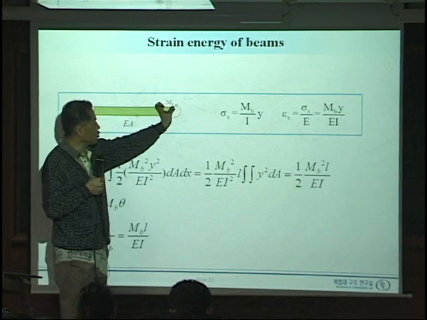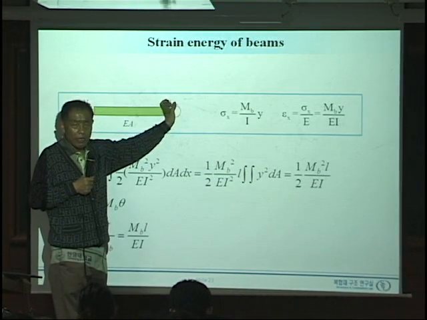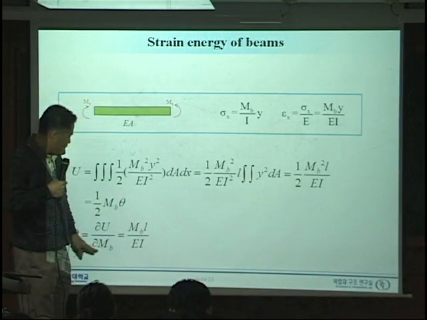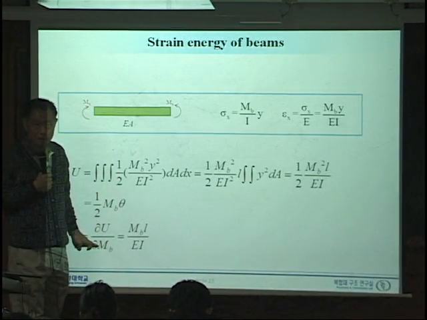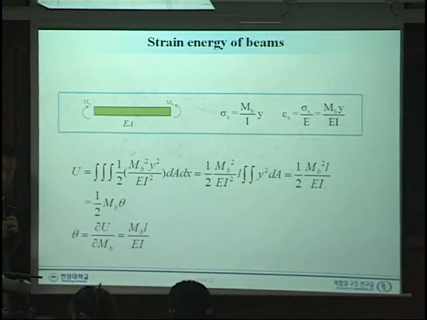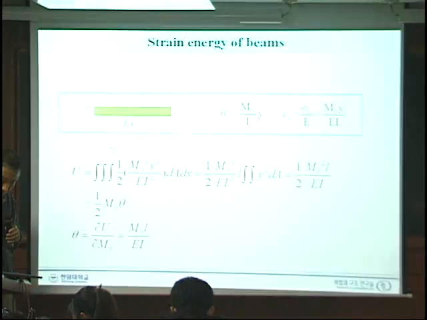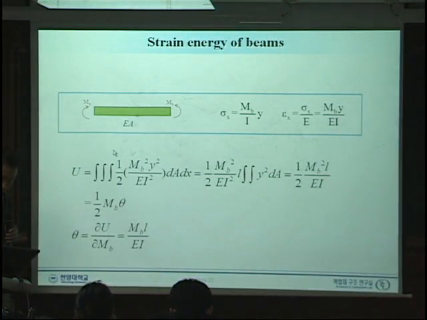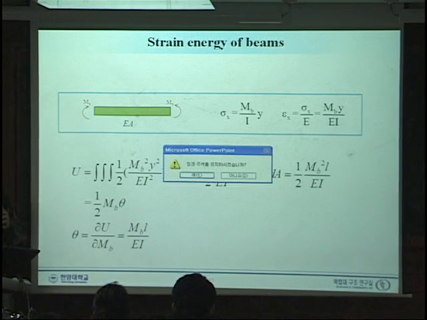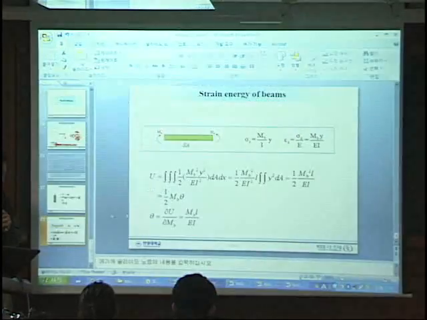And how do we get the rotations at the point where you apply the moment? You simply take the partial derivative, which will give us this one, and that's the rotation. So regarding the strain energy, you need to know, okay, this is the definition of strain energy. You have to understand this.